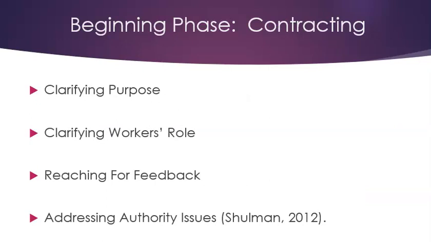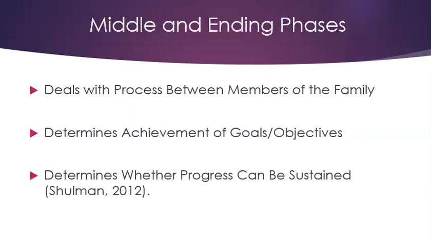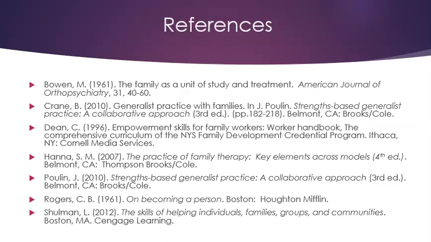So in terms of a beginning phase and contracting, we're clarifying the purpose, clarifying the worker's role, reaching for feedback, and addressing issues like authority. In the middle and ending phases, we're dealing with process issues between members of the family, determining achievement of goals and objectives, and determining whether progress can be sustained.